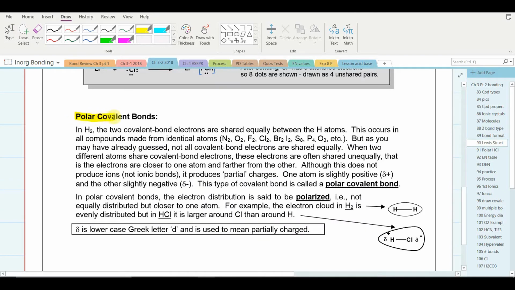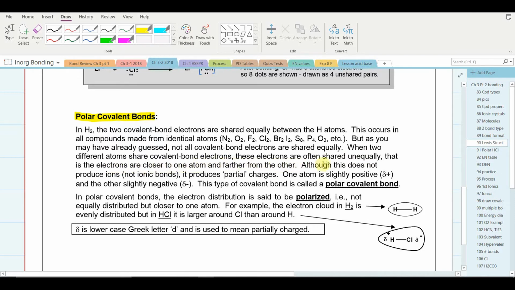Polar covalent bonds. In hydrogen, the 2 covalent bond electrons are shared equally between the hydrogen atoms, and this would be true in any compound made from identical atoms, in nitrogen, in oxygen, in fluorine, and chlorine, and so on. But as you might have already guessed, not all covalent bonded electrons are shared equally. When 2 different atoms share covalent bonded electrons, these electrons are often shared unequally. That is, the electrons are closer to one atom and farther from the other.